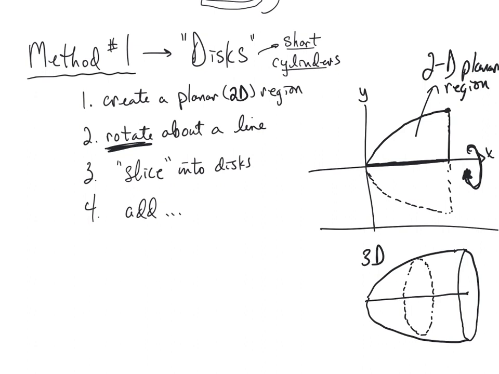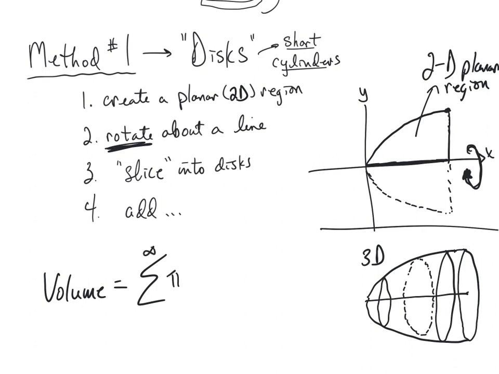Okay? And then once we have the three-dimensional object, we're going to slice it into discs. So in this case, we're going to make slices this way so that they all look familiar. They all look to be circles or short cylinders, discs. Okay? And then finally, to add up all of the individual cylinder volumes, to calculate the volume of the original shape, we're going to add up an infinite number of cylinders. Cylinders are pi times r squared times h. Okay? Just as we discussed before.